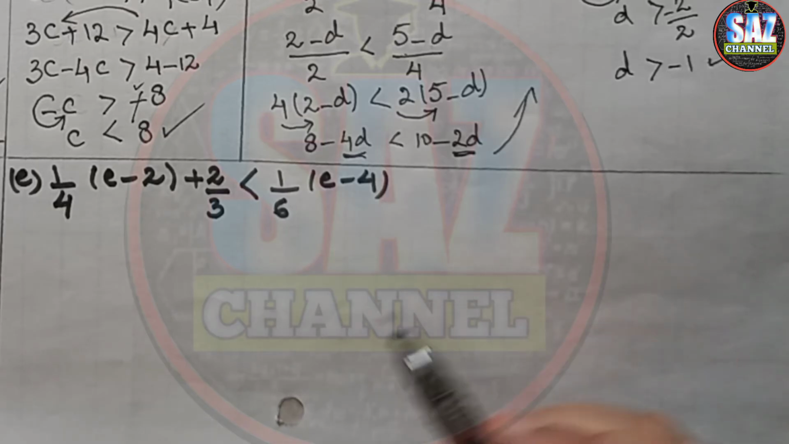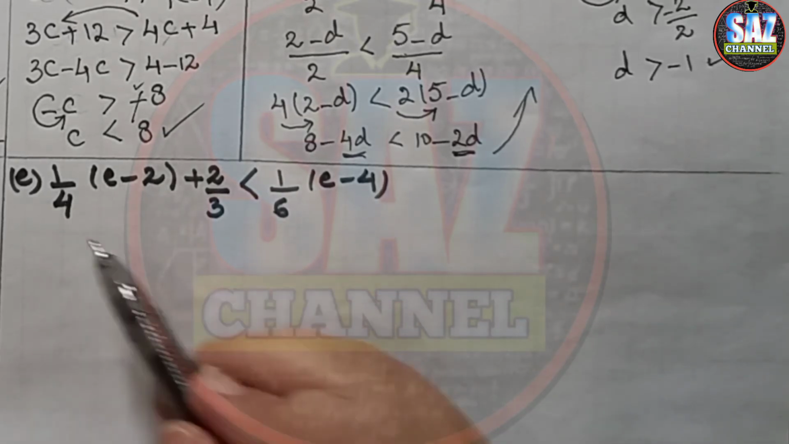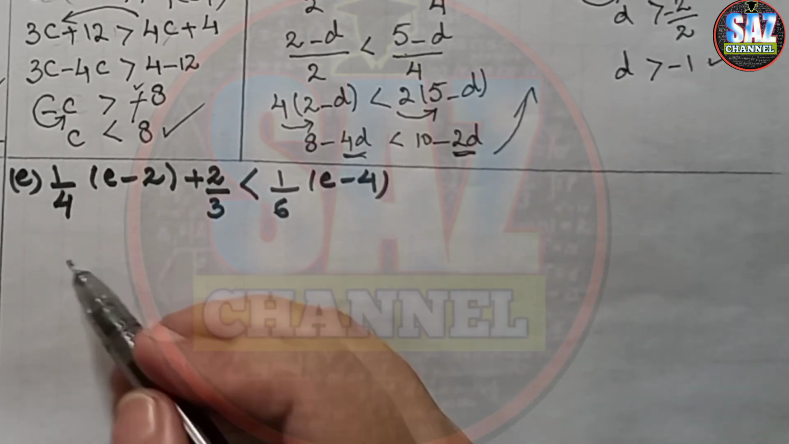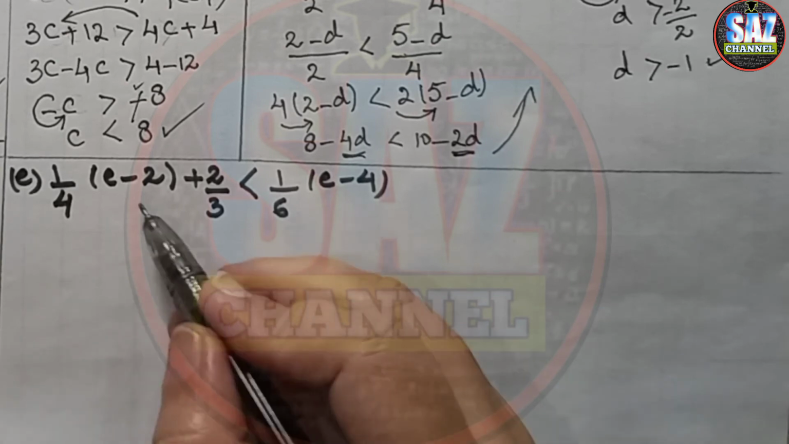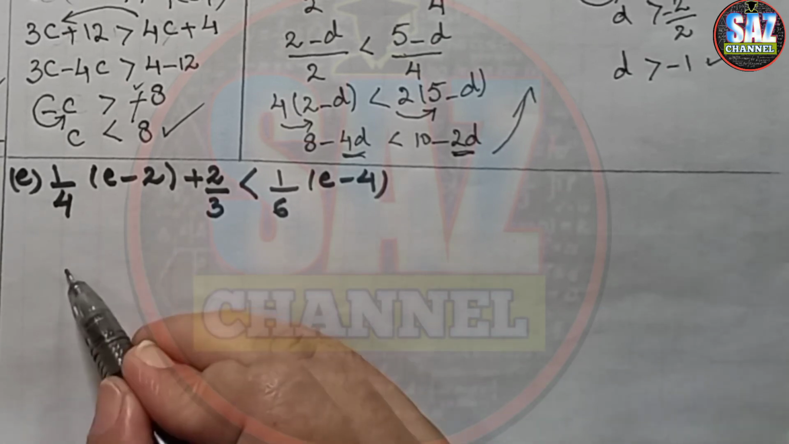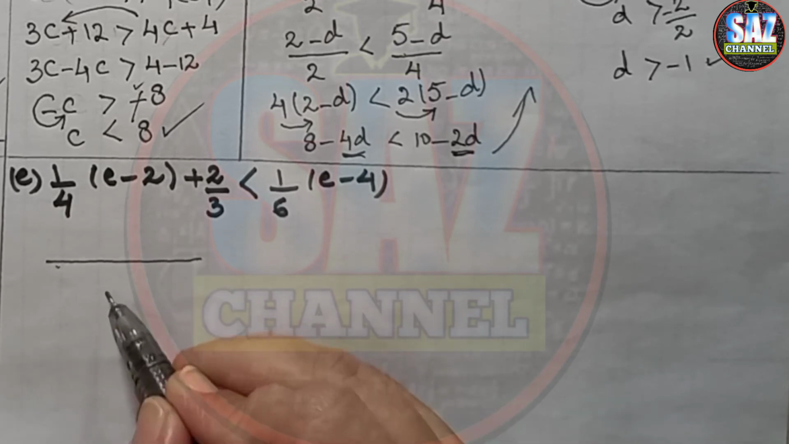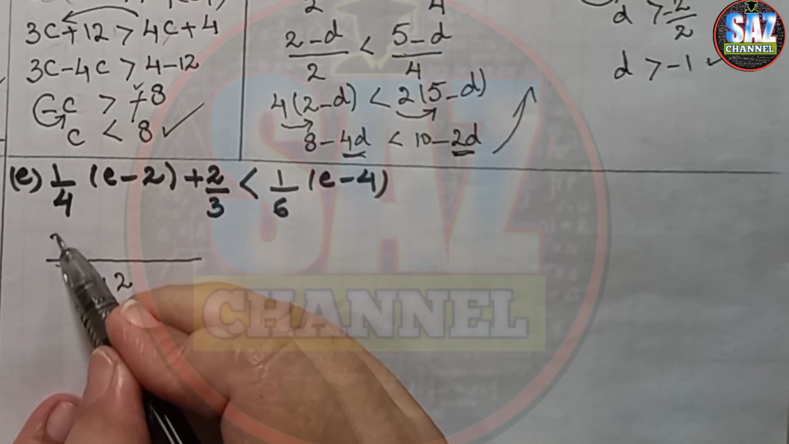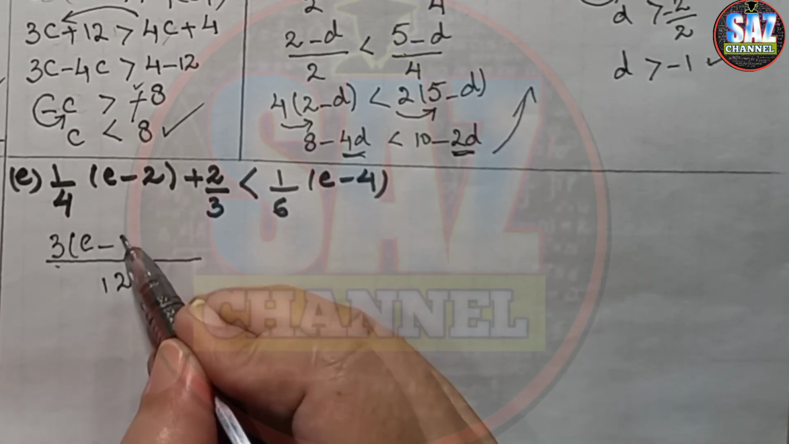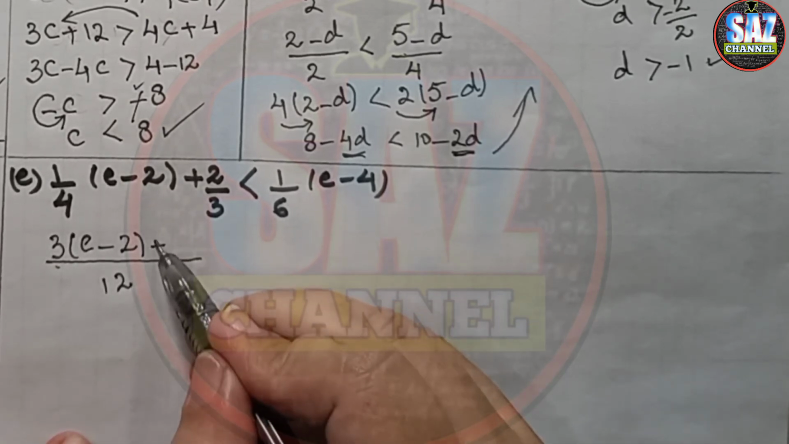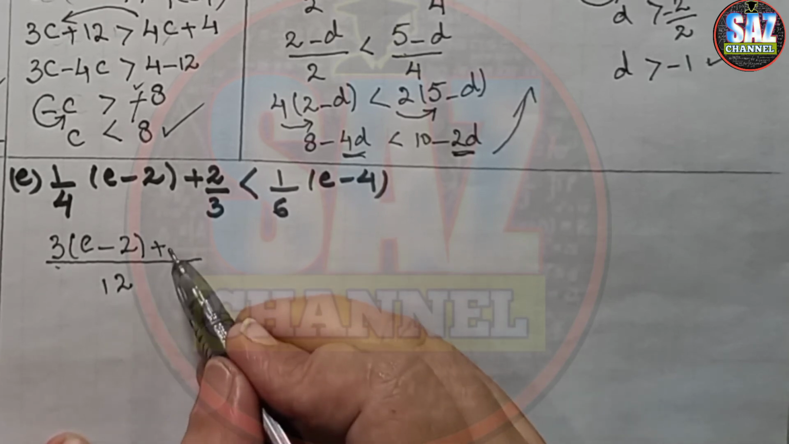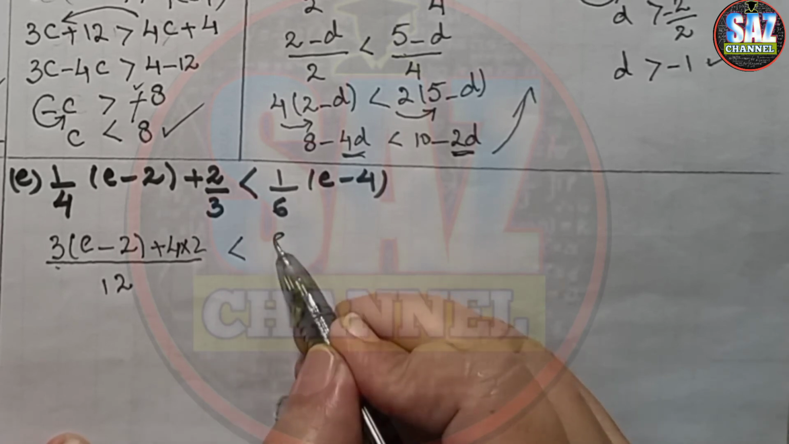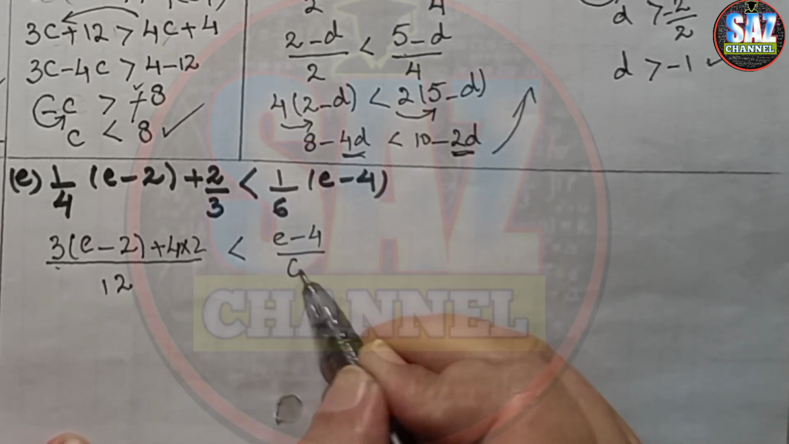Let's move to the next question, that is (e minus 2) by 4 plus 2 by 3 is less than (e minus 4) by 6. So first of all, it's good to take the LCM. So LCM of 3 and 4 will be 12. 12, 4 how many times is 12? 3. That 3 will be multiplied by (e minus 2), plus 3, how many times is 12? 4 times, and that 4 will be multiplied by 2, is less than (e minus 4) by 6.